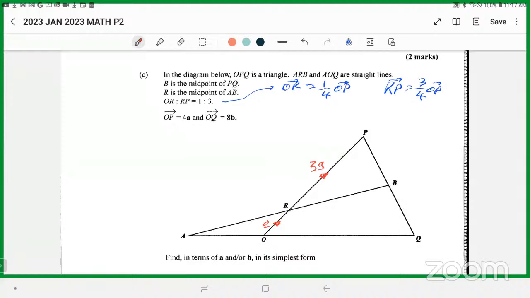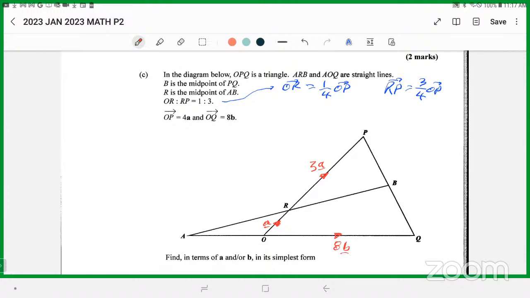Good so far? Good at that? That breakdown? Yes, sir. The A and the 4A? Good. And then it says OQ is 8B. That's right here. This is 8B. I'm going to put it on the diagram. OQ is 8B.